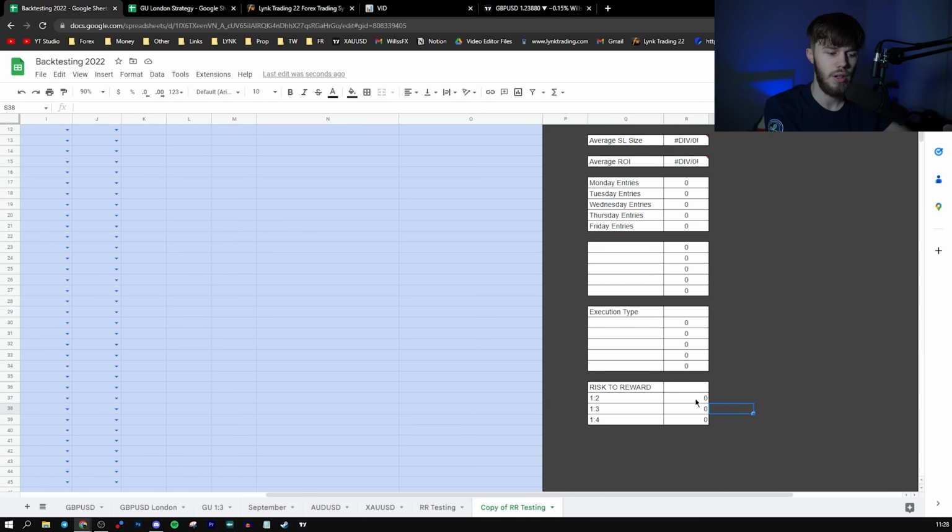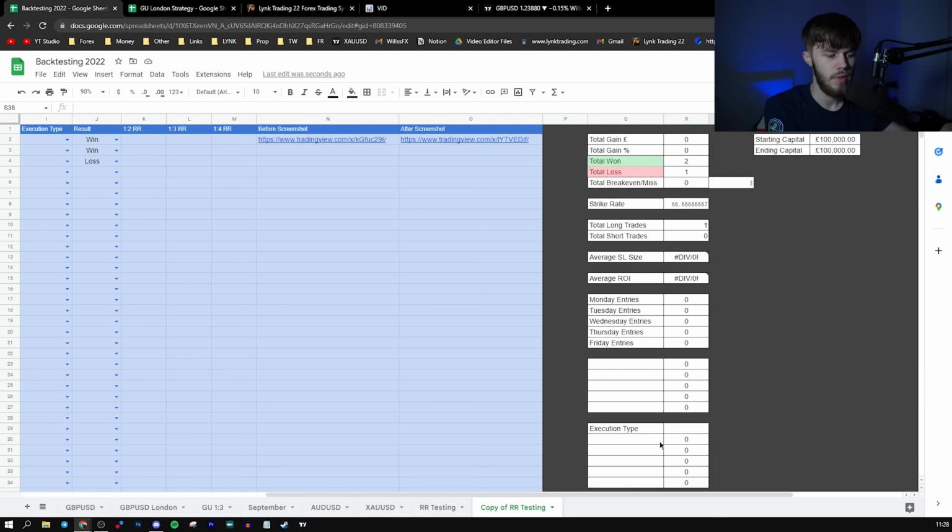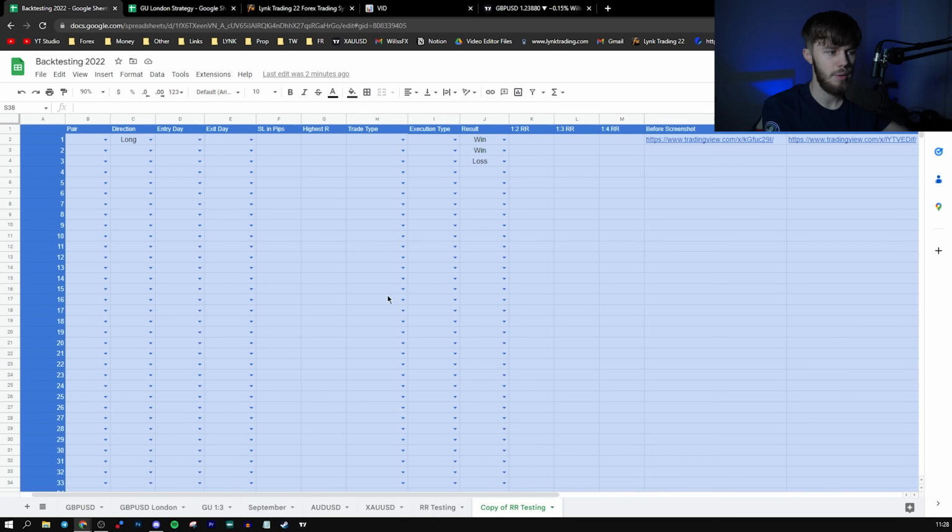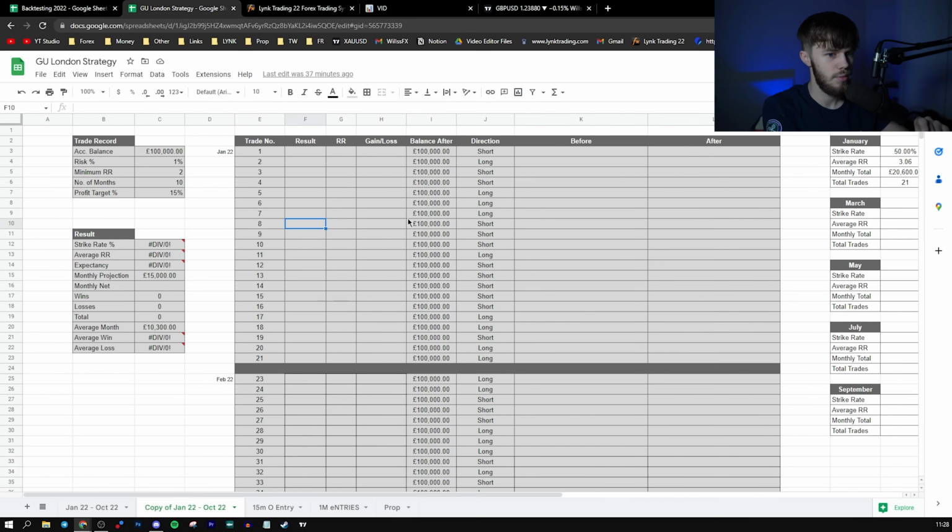So you can see which one, instead of having to go through and count, you can pretty much just see it here, which one actually adds up to the most. So this is what I use when I'm actually developing a strategy. So if you see in the bottom, you can see that I've done one for gold, AUD, USD, did a whole month of September doing it, tested just 1 to 3s on GU, tested just GU in London, tested GU overall. And then I also use this spreadsheet here for then after.